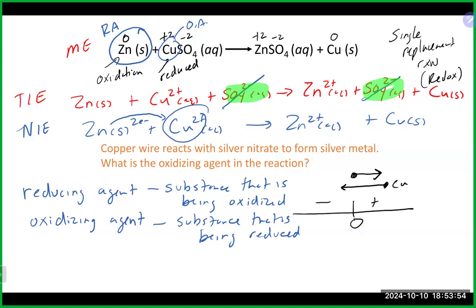Again, those are different questions if you're asked what's the reducing agent, oxidizing agent, or what is being oxidized and what is being reduced. So again, here, zinc is being oxidized and is the reducing agent. Copper 2+ here is being reduced, and it is the oxidizing agent.